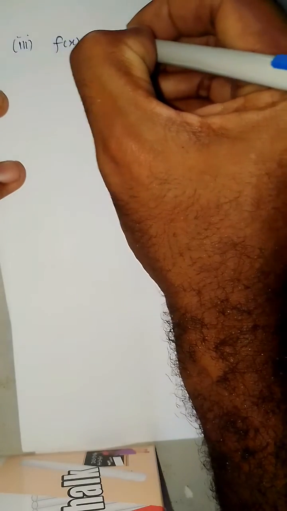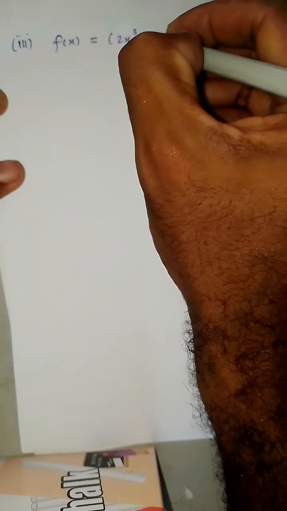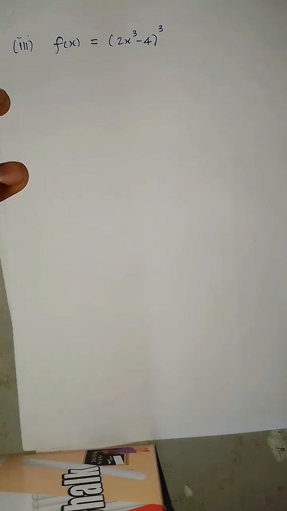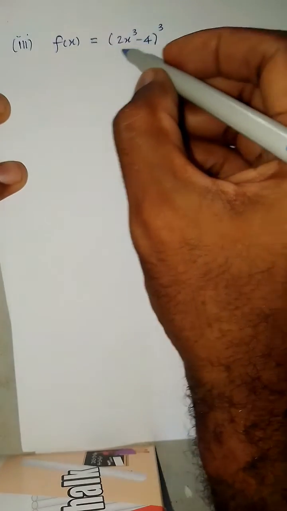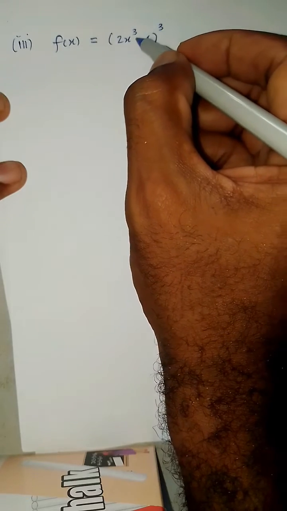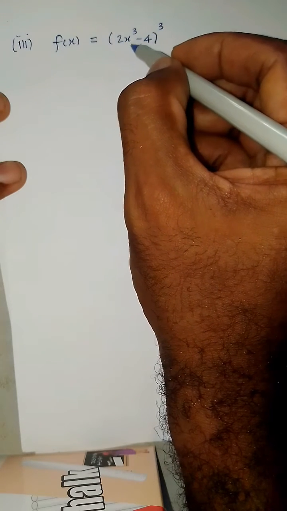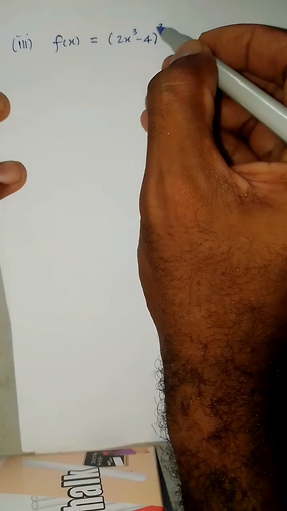Now let's move on to the third function. Our third function is given by f of x is equal to 2x cubed minus 4 in bracket to the power of 3. In this, we are going to apply chain rule because we have an inside function and outside function. The inside function is 2x cubed minus 4, and the outside function is everything raised to the power of 3.